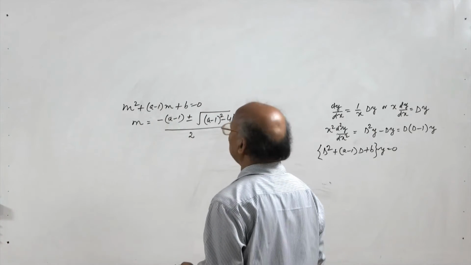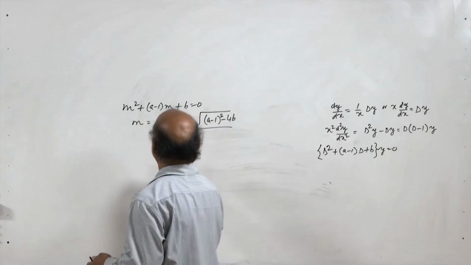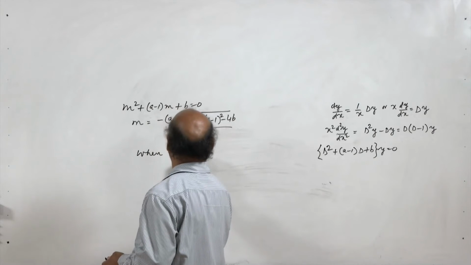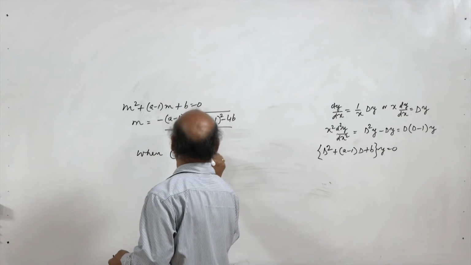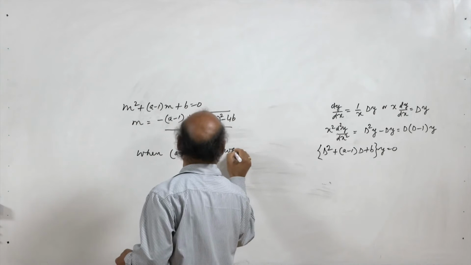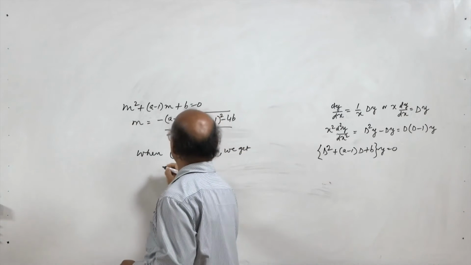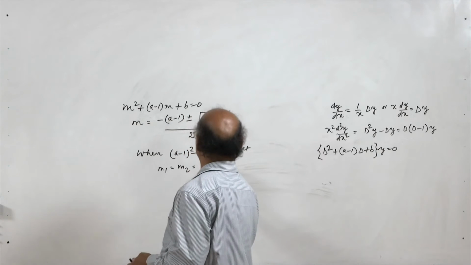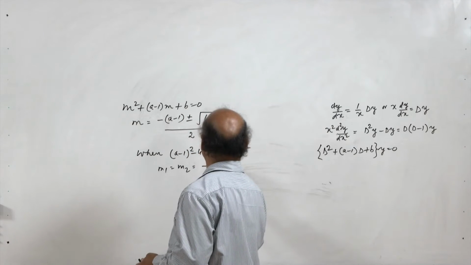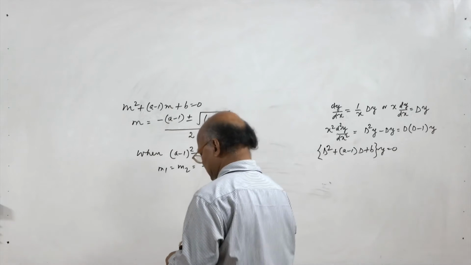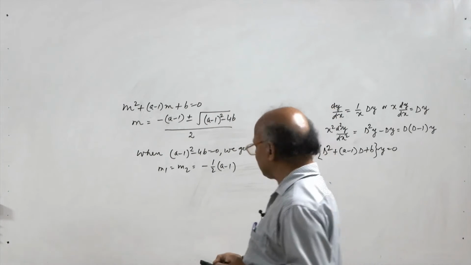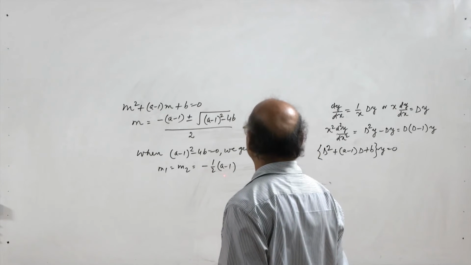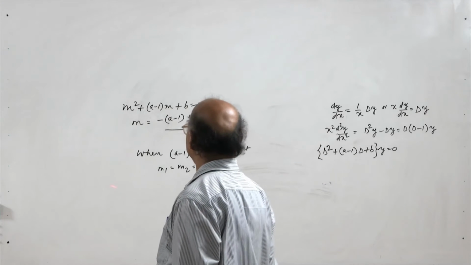When the two roots are equal, that means when the discriminant is equal to 0. So when a minus 1 whole square minus 4b equal to 0, we get the case of a double root. We get m1 equal to m2 equal to minus half a minus 1. So in this case one solution we can write is x to the power m1, or x to the power minus half a minus 1. How to obtain the other solution?